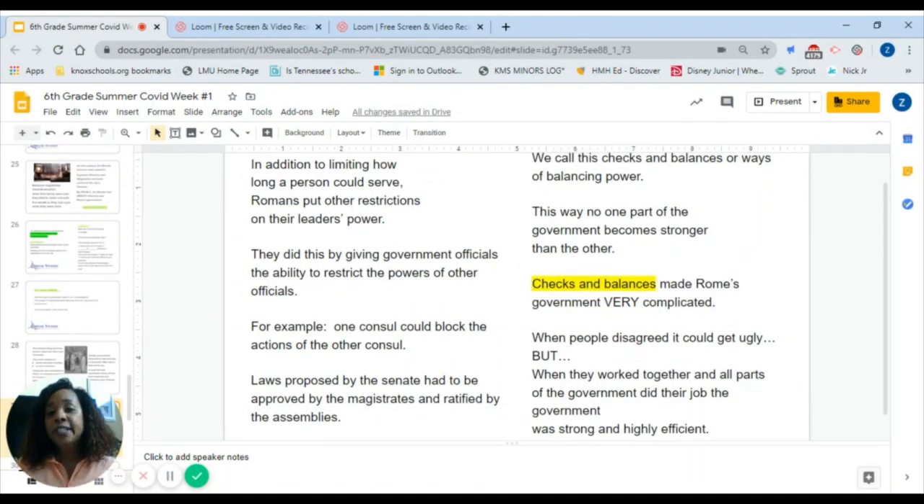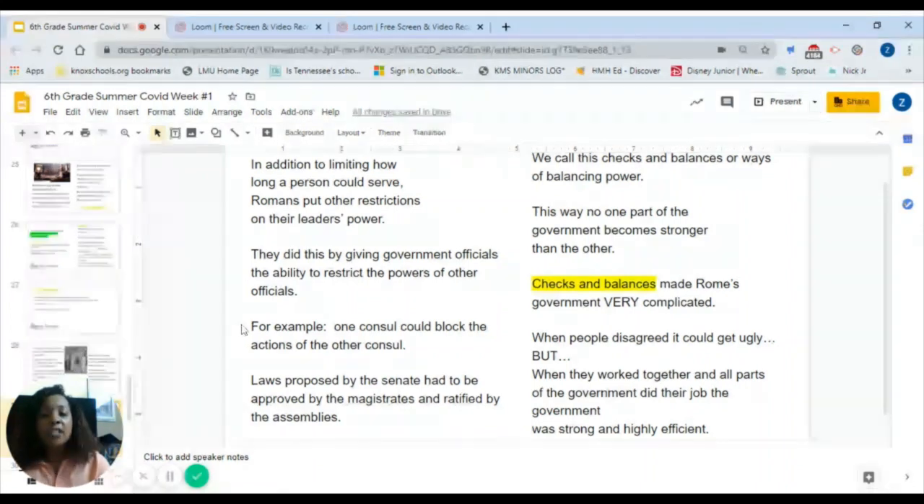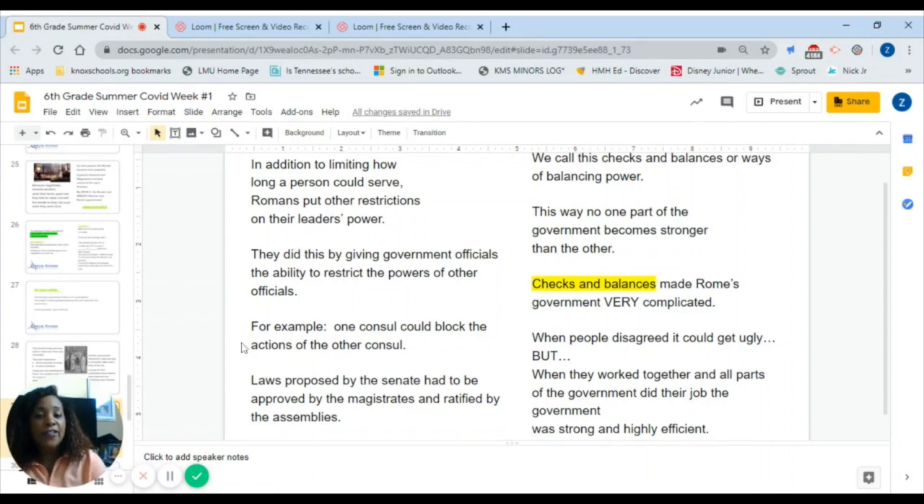In addition to limiting how long a person could serve, Romans put other restrictions on their leaders' power. They did this by giving government officials the ability to restrict the powers of other officials. For example, one consul could block the actions of the other consul.